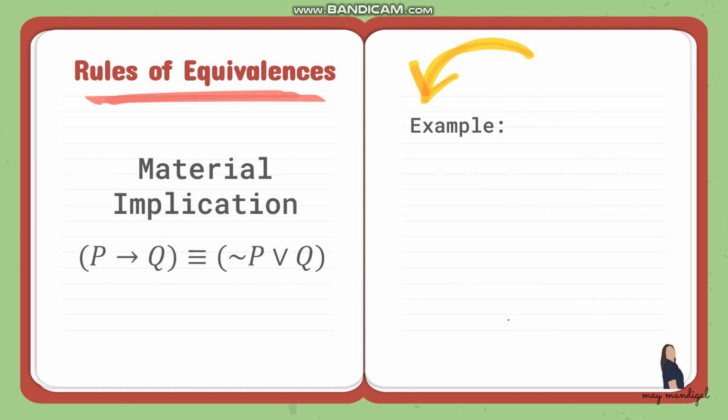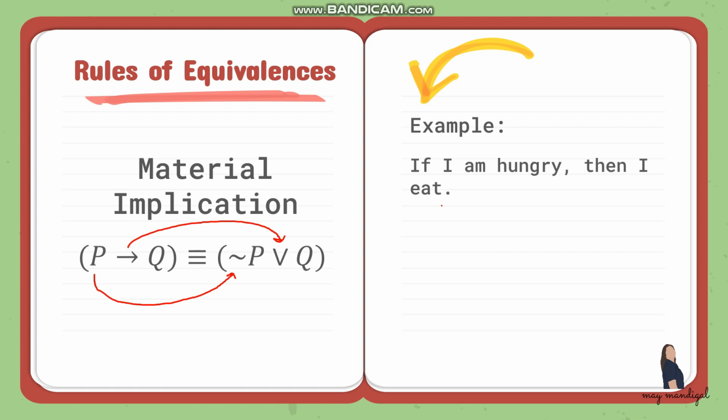Next is material implication. We have if P then Q is just equivalent with not P or Q. So what happens here is that we negate the antecedent, and the implication we change to disjunction. And then for Q, we just have to copy it. So for example, if I am hungry, then I eat. The P here is I am hungry and the Q is I eat.